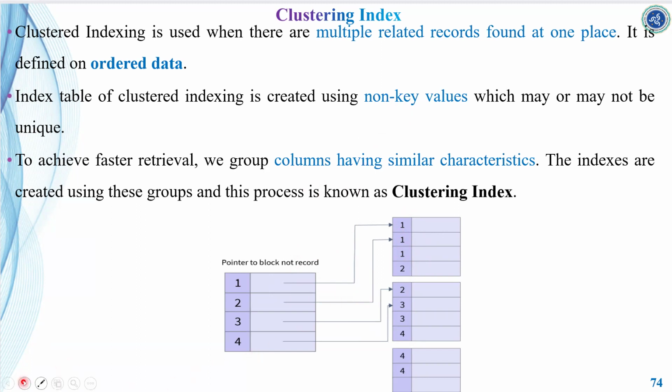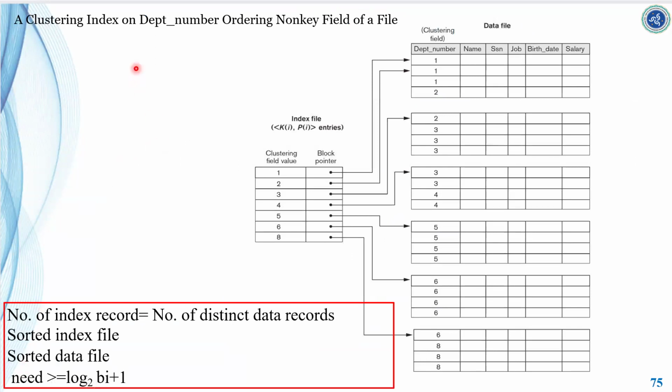Next is a clustering index example on a department number. Here the department number is given as the field value for the record. Department number means many people will have the same department, right? So these are the department numbers 1, 2, 3, 4, 5, 7, and 8. And this is the data file with block 1, block 2, block 3, block 4, block 5, and block 6, and each block has different records. Each block can accommodate up to 4 records.